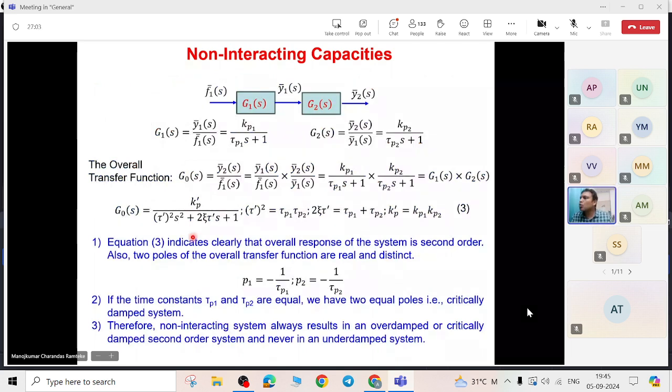So what we can conclude here is whenever we have multiple capacities in series, then we can get only an overdamped system. And if the time constants of the different capacities are the same, in that case we will get critically damped. But no way we can get an underdamped system in this case, isn't it? We can get overdamped, or at max we can get critically damped. An underdamped system is not possible whenever we have multiple capacities in series. Is it clear to everyone? Yes. So up to this we have already seen in the last class.